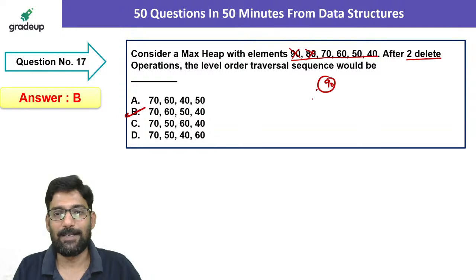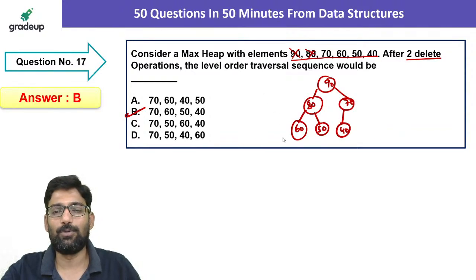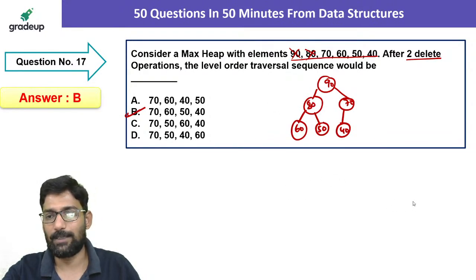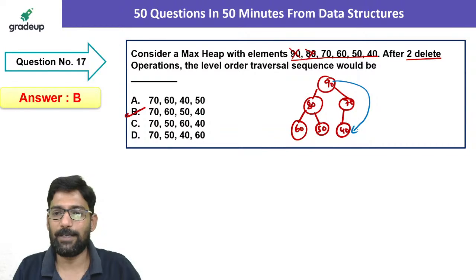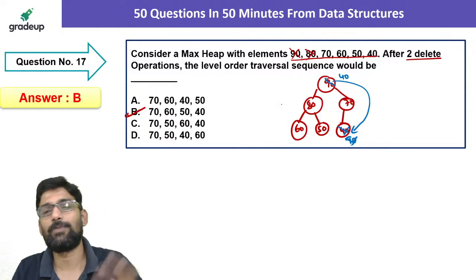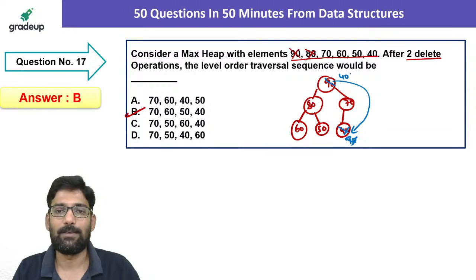Why? 90, 80, 70, 60, 50 and 40 we have. I would like to do 2 delete operations, but I can't delete both at a time. So first we will swap 90 and 40, then we will delete 90. Now we will see the ordering property. 40 is swapped with, it's a max heap, no? So 40 is swapped with 80, then 40 is swapped with 60. So this is the first deletion.